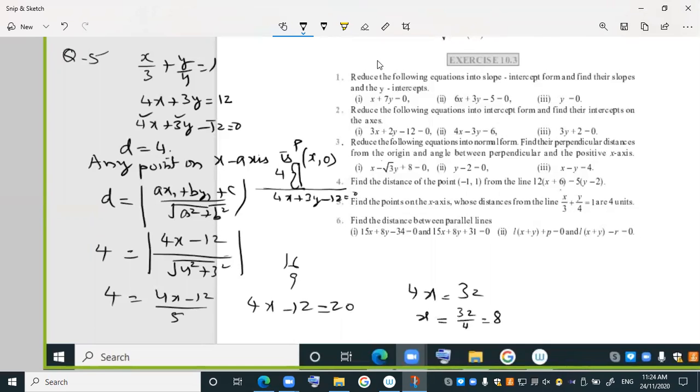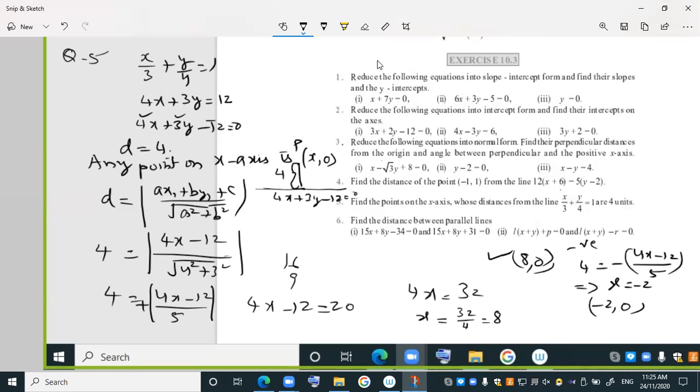So one point on the x-axis is 8, 0. But here one more thing you have to do, because when you put the modulus here, plus minus will come. So this we have taken plus. When you take the negative sign, 4 is equal to minus of 4x minus 12 upon 5, and solve it, you will get the value of x as minus 2. So it can be minus 2, 0. So the points can be minus 2, 0 and 8, 0. That's all.